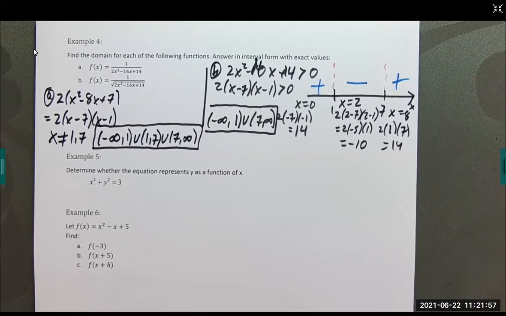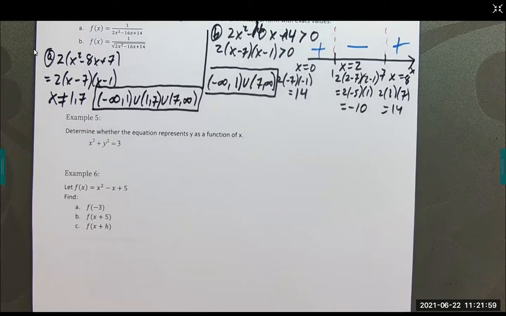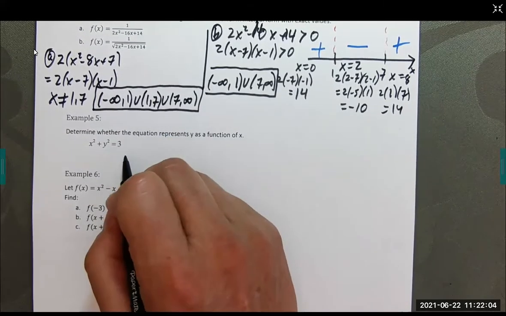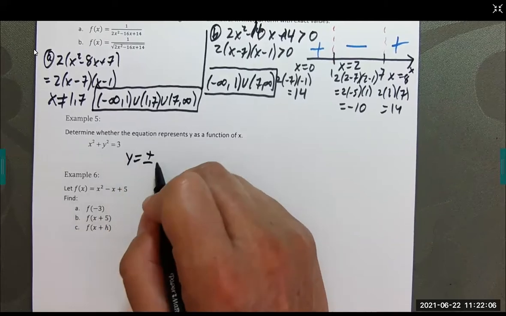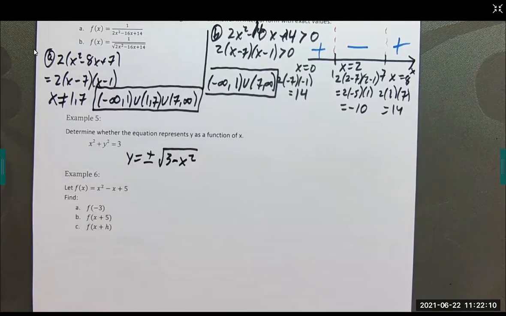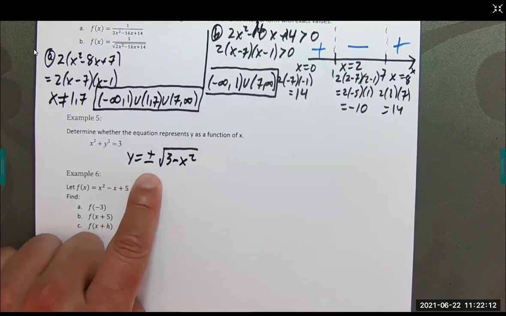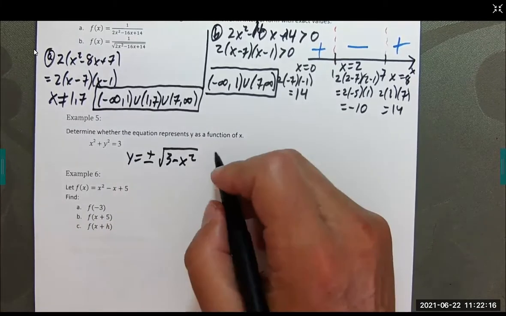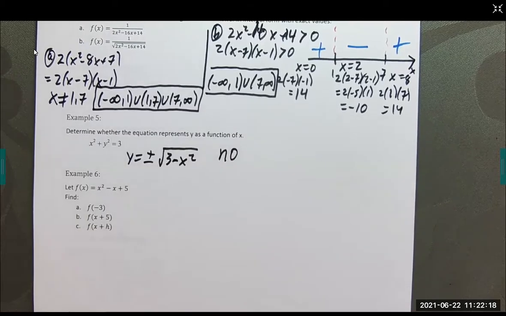All right, next part. Determine whether the equation represents y is a function of x. The answer is definitely no. When I solve for y, I end up with plus or minus the square root of 3 minus x squared. And the reason it's not a function is because we're getting 2 different values here. So each x value is going to give 2 different y values. So the answer is no. You can only give 1 y value for each x value by definition.